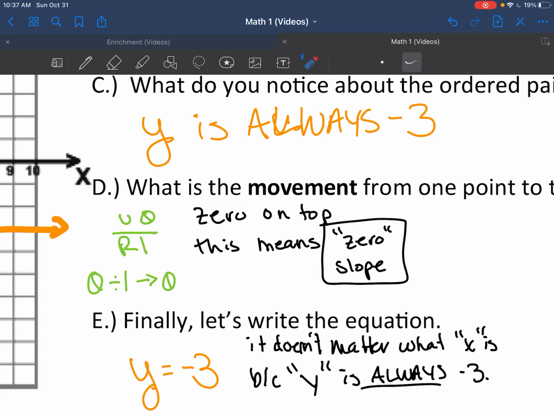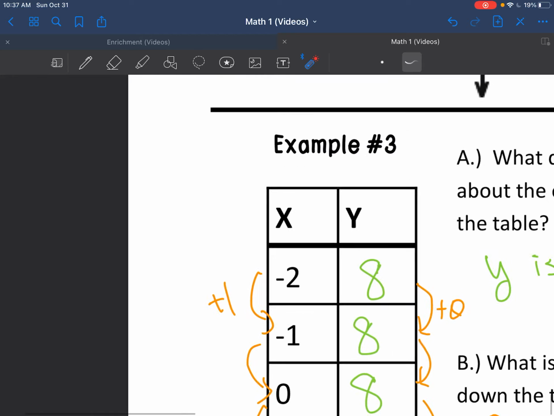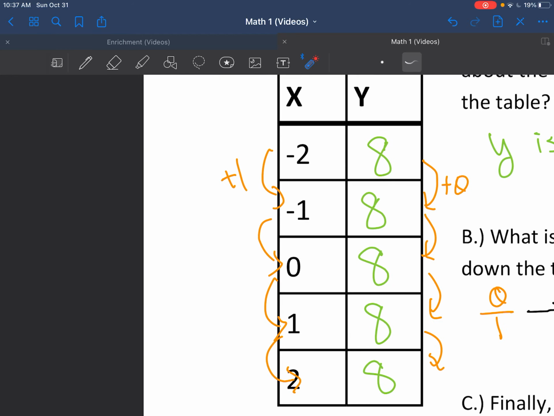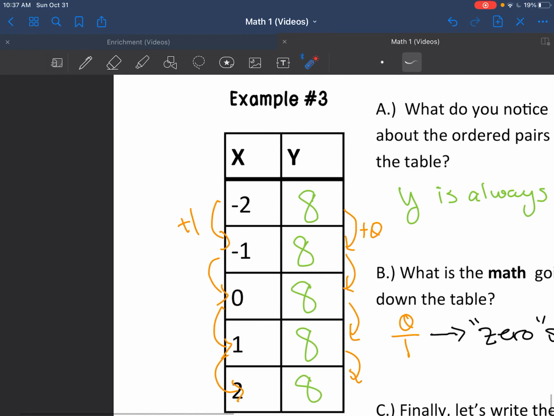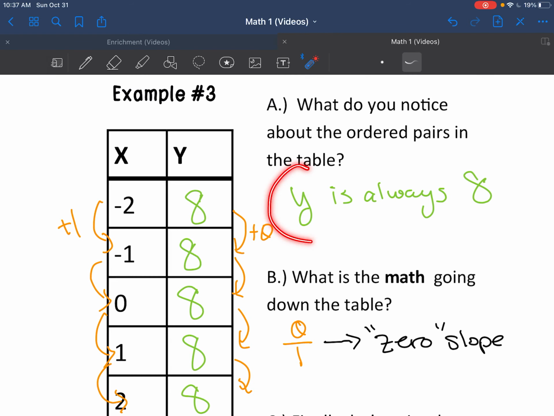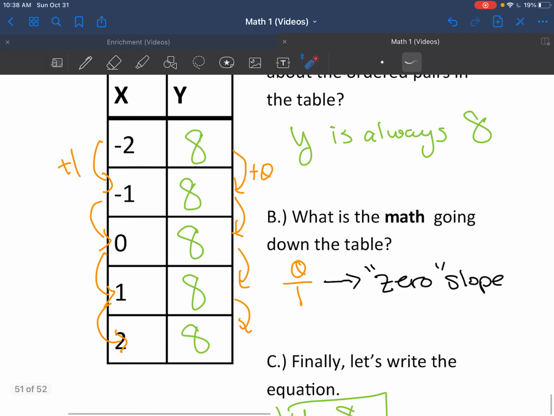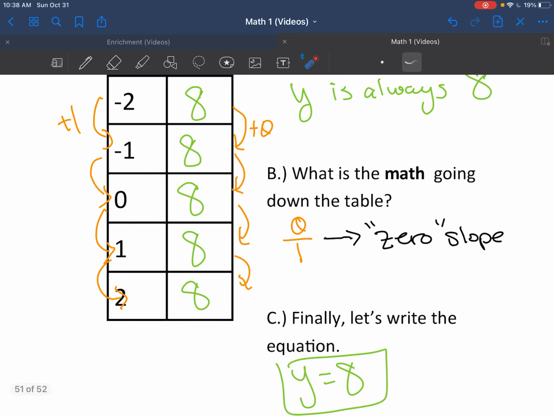So now let's look at a table where we have 8s going down on the y side, for example 3. Well, the y is always 8. As we go down on the y side, we have a 0, which is the top of our fraction. As we went down on the x side, we are adding by 1, so that's the 1 at the bottom of my fraction. And since we have a 0 up top, this means we have a 0 slope. And since y is always going to be 8, our equation is y equals 8. It doesn't matter what the x is because no matter what we do, y is 8.